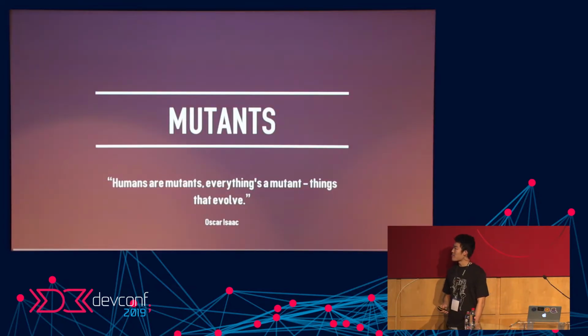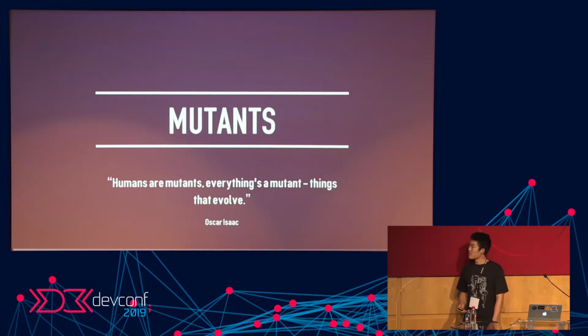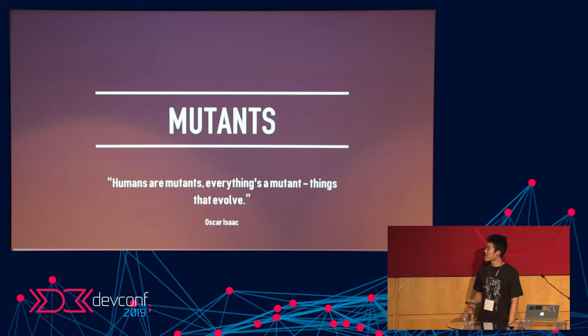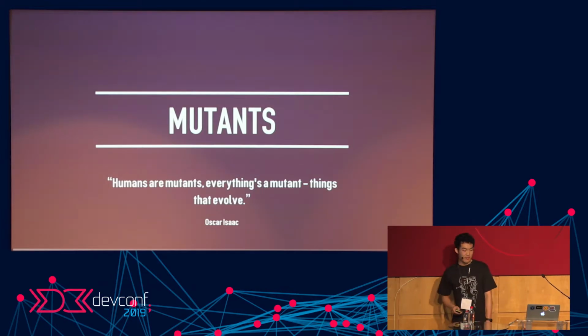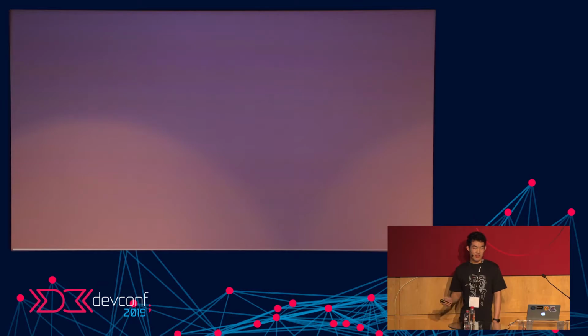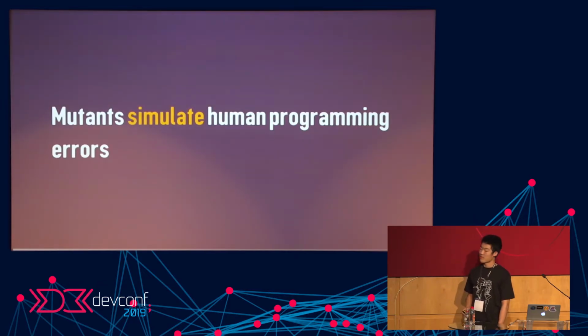In the previous example, we manually created 4 mutants, but mutation testing tools automatically generate mutants. And since mutants are at the very core of this whole concept, we want to take a closer look at them. By this point, you should already be able to guess the purpose of mutants, which is to simulate human programming errors.